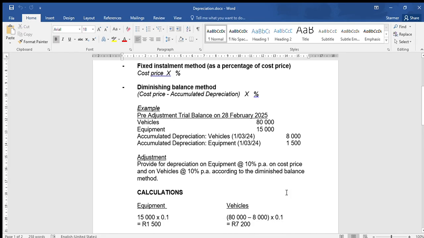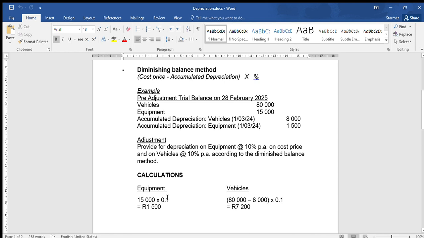Start off by doing your calculations. So equipment, it's cost price. So you take the cost price of equipment here, the 15,000, and you multiply it by 10% and you get 1,500. With vehicles, it's diminishing balance method. So you take the cost price of the vehicle, 80,000, and you subtract the accumulated depreciation of 8,000, and then you multiply it by 10%, and that gives you 7,200.